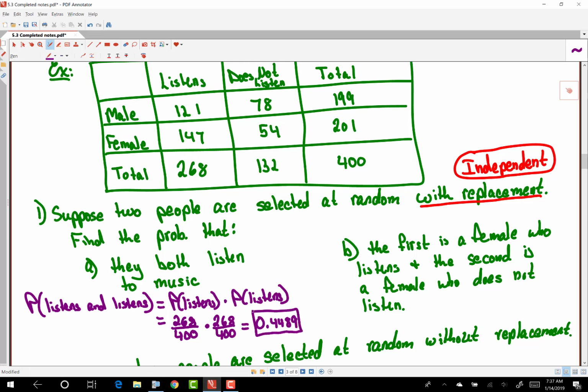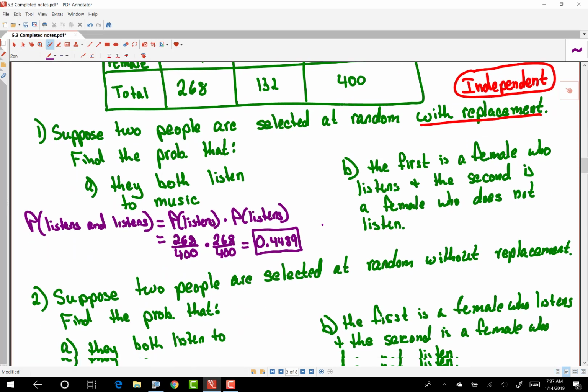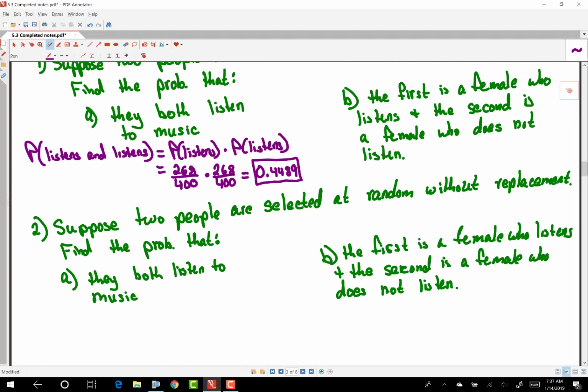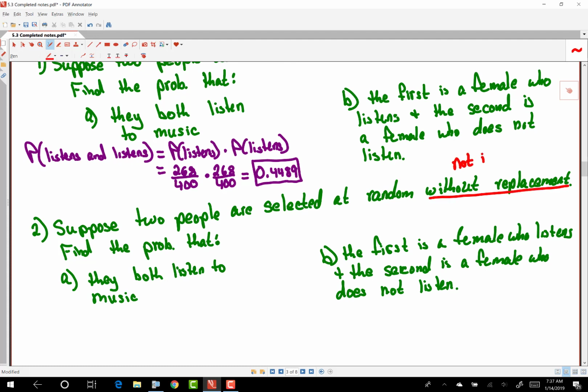Now, let's go down to number 2. I'll do part B in a minute, but let's go down to number 2 and rework it. Notice that it's the same question. Suppose two people are selected at random, but this time it's without replacement. These are not going to be independent because whatever you select first is going to affect the probability of what you select second. So this time we're not putting that first person back into the pool.